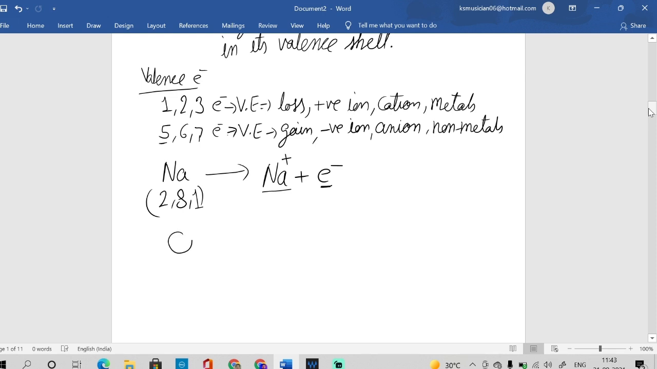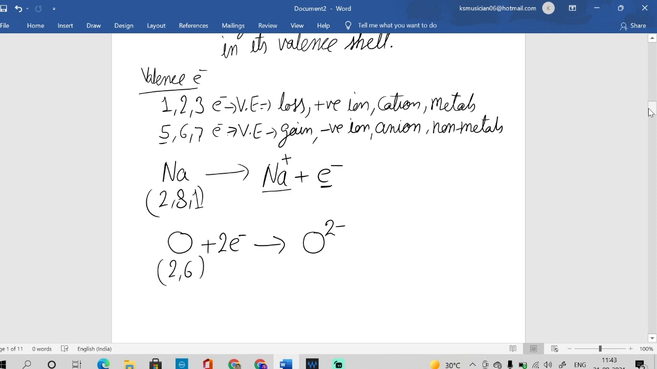And if we say oxygen, you know it is 2 6 configuration, so it is short of 2 electrons from the octet. So it will gain. Gain will be written on the same side, but loss will be written on the opposite side, you can see. Okay, so it will form O2 negative, 2 negative, indicating that the number of electrons is 2 greater than the number of protons.